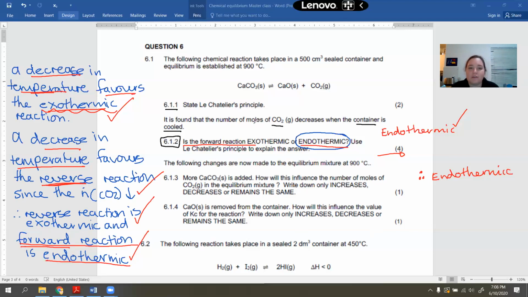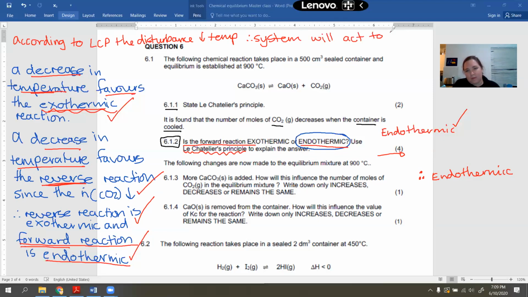There is a small chance that because they specifically said Le Chatelier's principle, they may have put in a mark for something like, according to Le Chatelier's principle, the disturbance is a decrease in temperature, therefore the system will act to increase the temperature. Very small chance. I would rather put my money on this being where the mark is awarded. So these 3 marks are definite. The last one is either here or possibly there. And if you want to make sure that you've got it, you could possibly put in both bits.